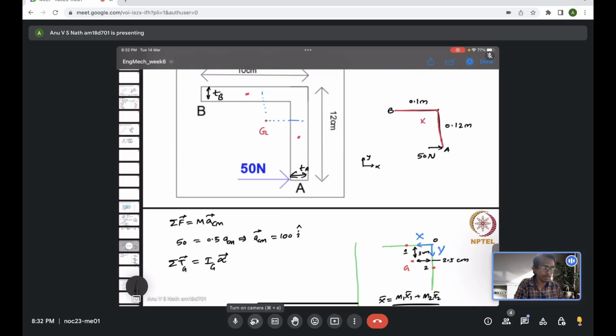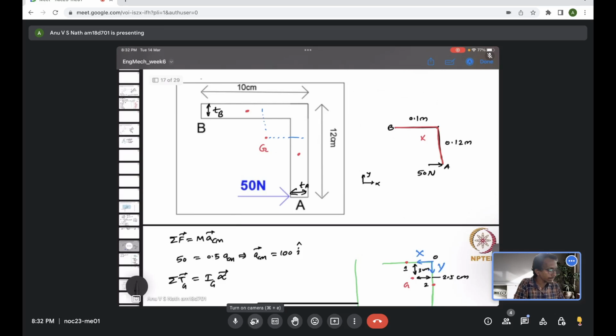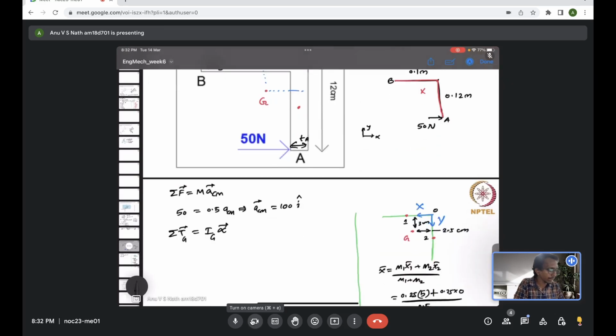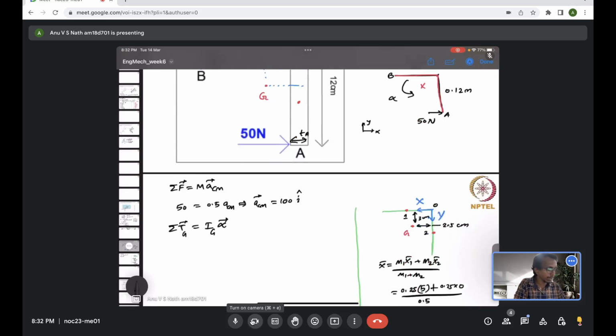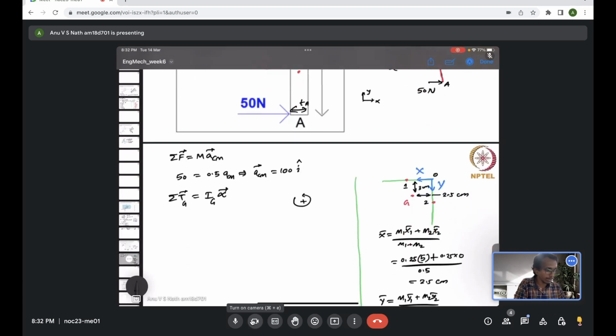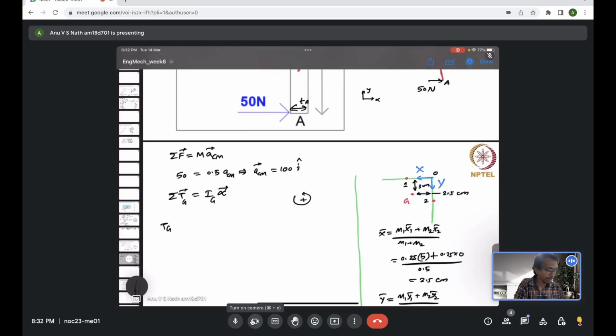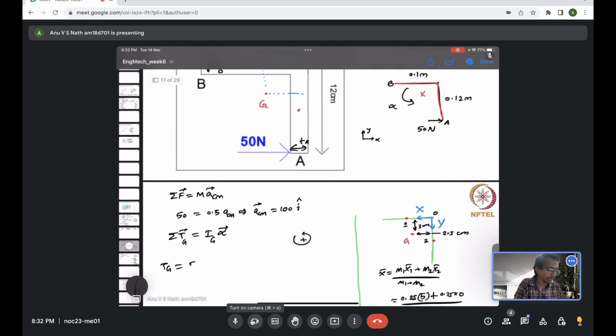Because that's the only force that exists. So we didn't choose any direction for alpha, right? We know the body is anyway going to rotate this way, so we'll create an anti-clockwise moment. So we will choose the anti-clockwise moment to be positive. So the torque about G will be due to 50 Newton.